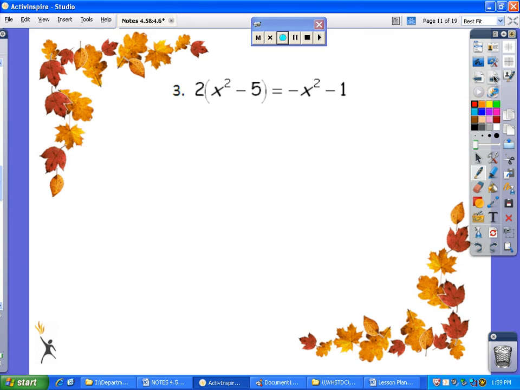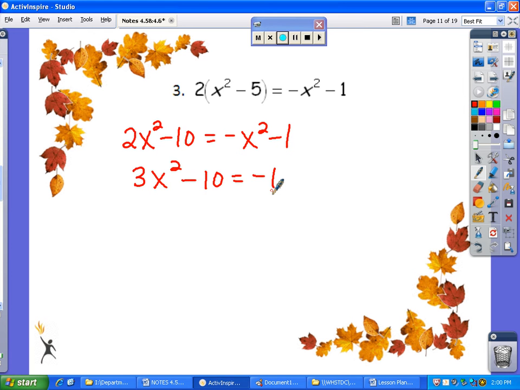All right, example 3. Notice here we have x squareds on both sides, so this problem's a little bit different. The first thing we need to do here is distribute that 2. So 2x squared minus 10 is equal to negative x squared minus 1. We need to get those x squared terms together, so I'm going to add x squared to both sides. So I'm going to get 3x squared minus 10 equals negative 1.